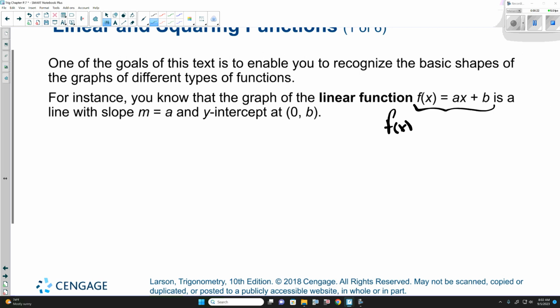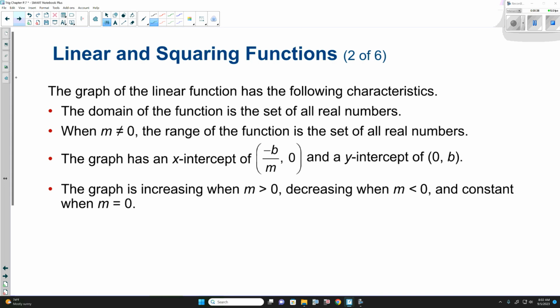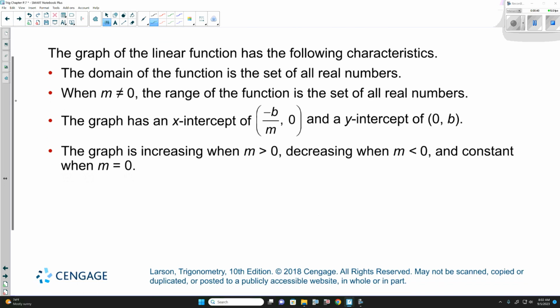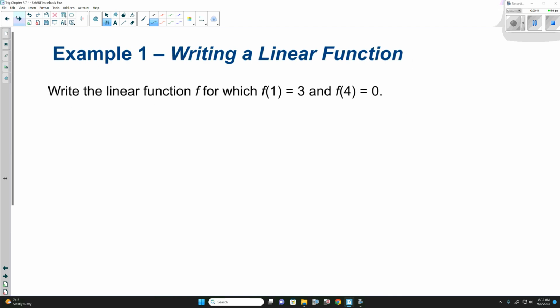Or we might be a little more familiar with mx plus b, or y equals mx plus b. It's just the equation of a line, slope, straight line, where the slope is a and the y-intercept is 0, comma b. The graph of linear functions has these characteristics. We know what the equation of a line is.